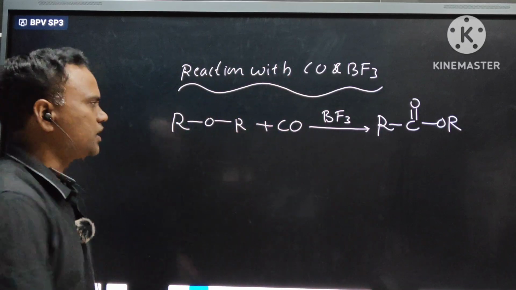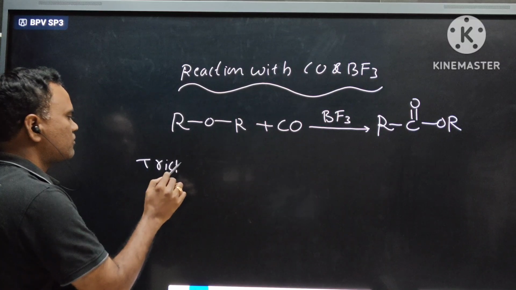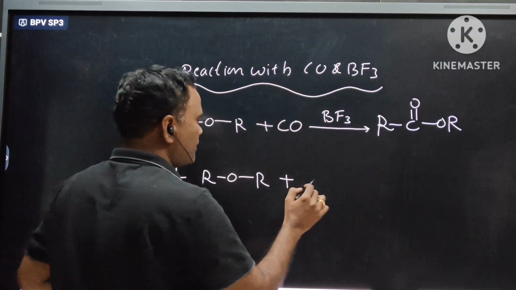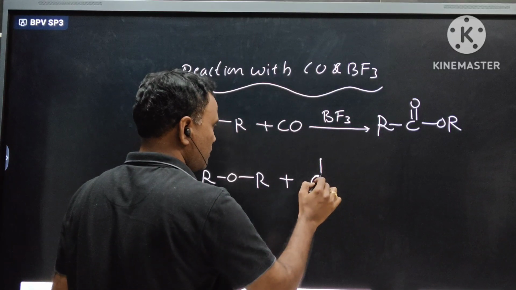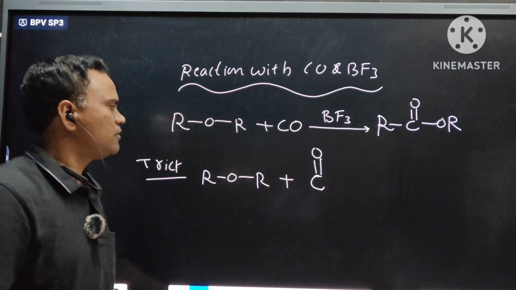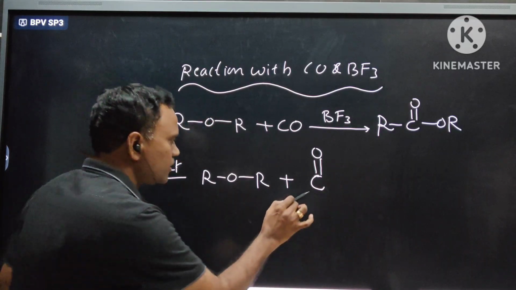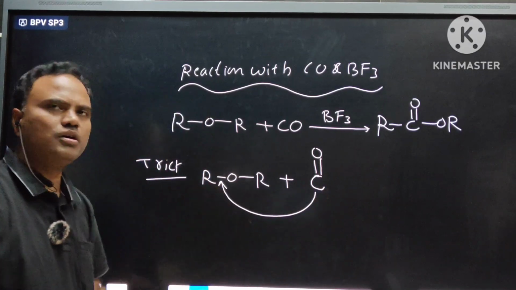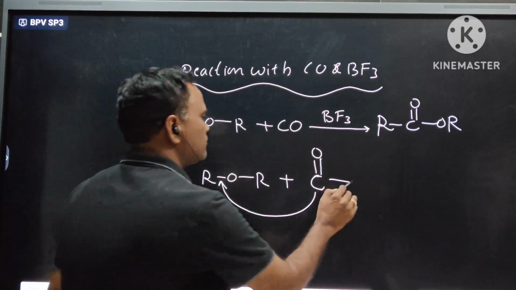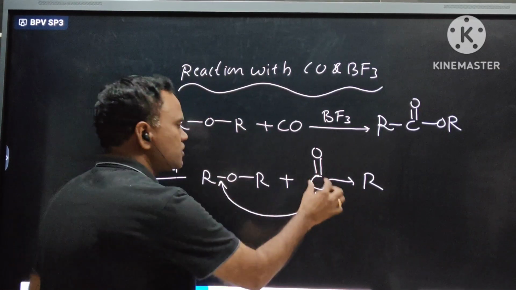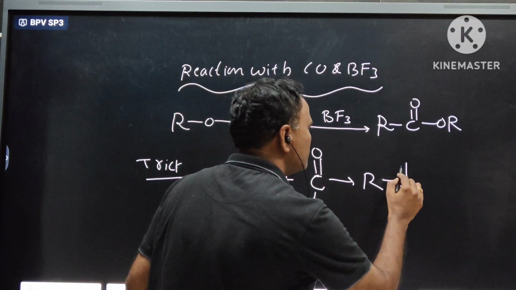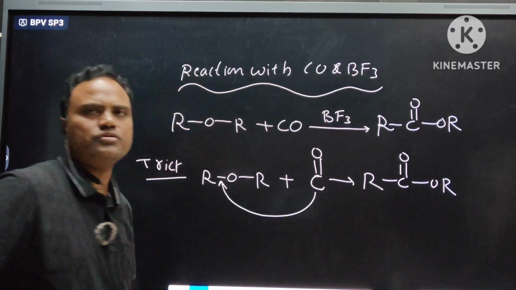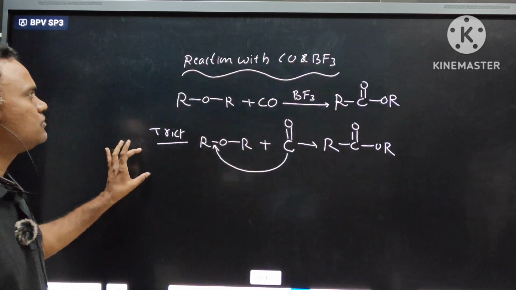How is ester formed? See the trick. Carbon monoxide, sorry, carbonyl group, not carbon monoxide. This carbonyl group will be inserted in between R and O. Attach or insert. In between R and O, you are inserting this carbonyl group, and OR is as it is. Let us see one example.